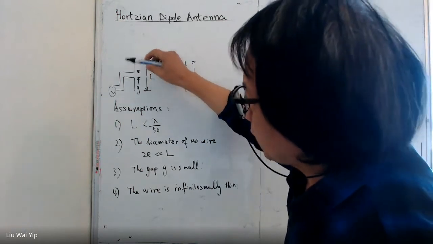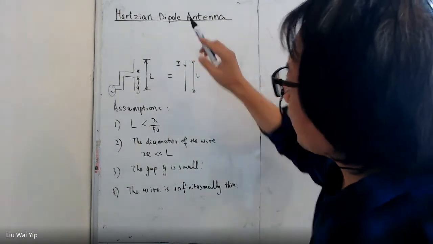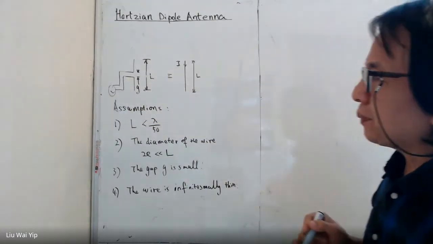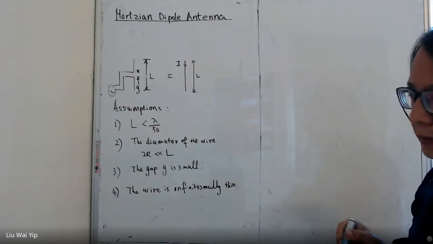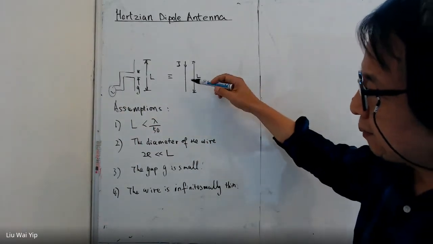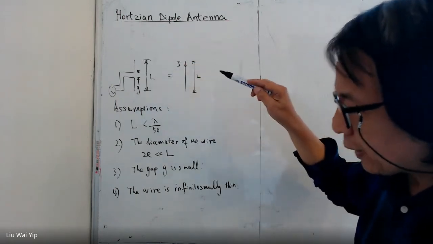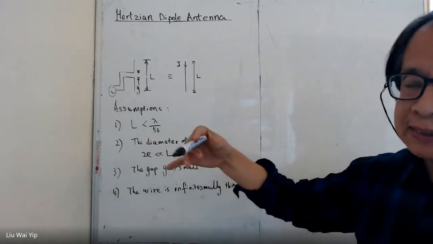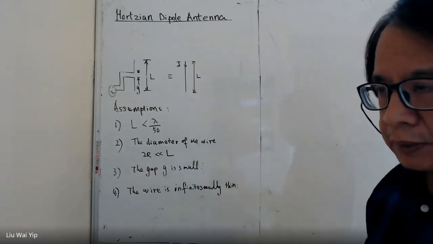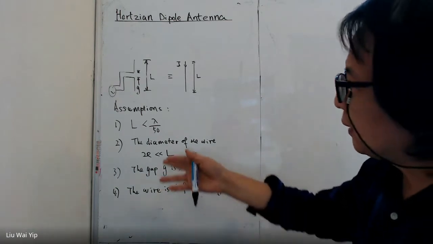It was just two pieces of wire, and that's why it is called a dipole. The wire is fed by an AC current source, and he managed to detect the power from the electromagnetic wave over a very, very short distance. And that's how he validated Maxwell's equations.